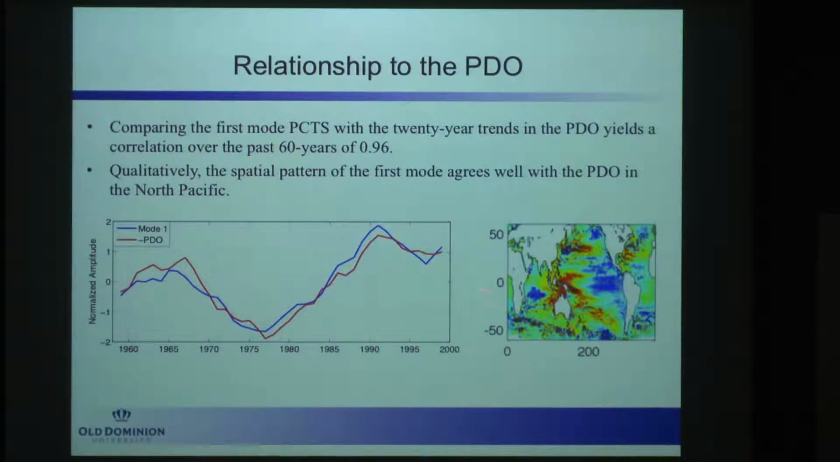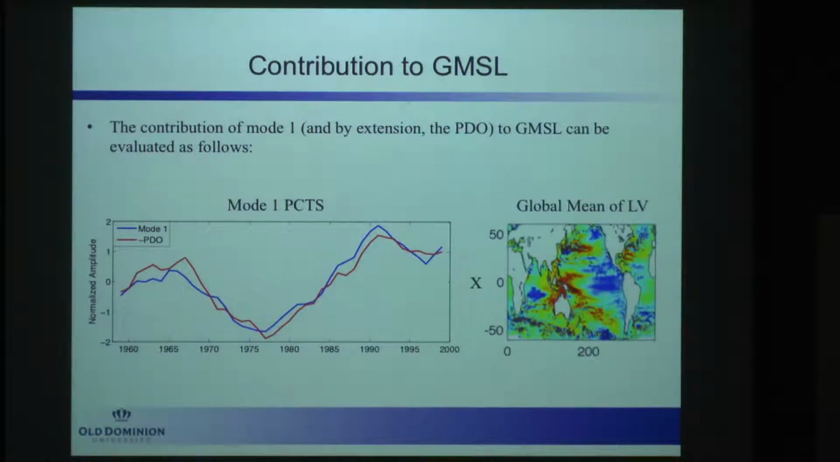So based on this simple test, based on the information we have from the spatial pattern and from the associated PC time series, we see that this mode agrees very well with the PDO and is related to some kind of low frequency variability in the Pacific Ocean.